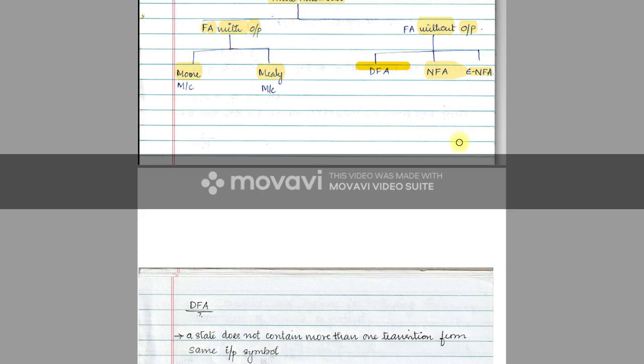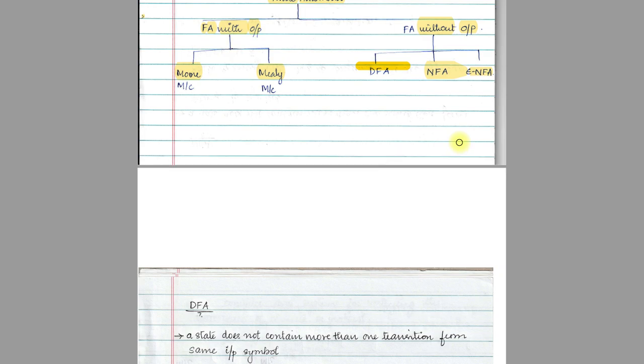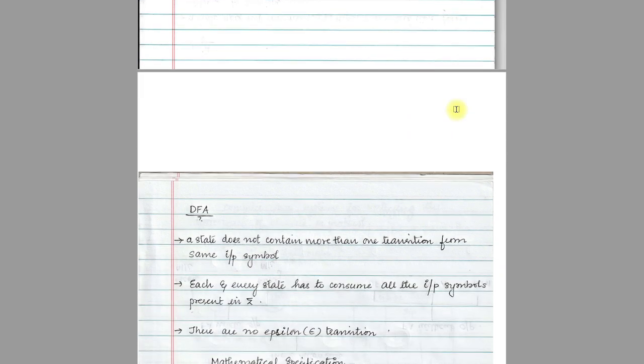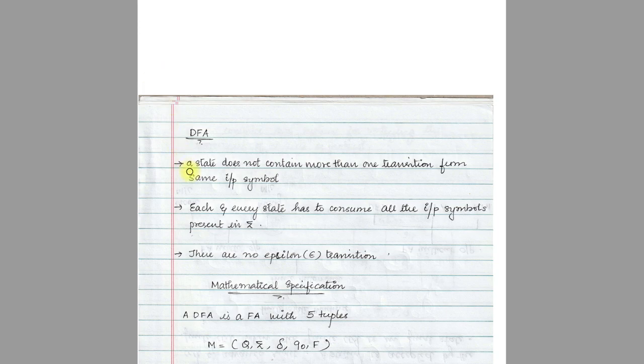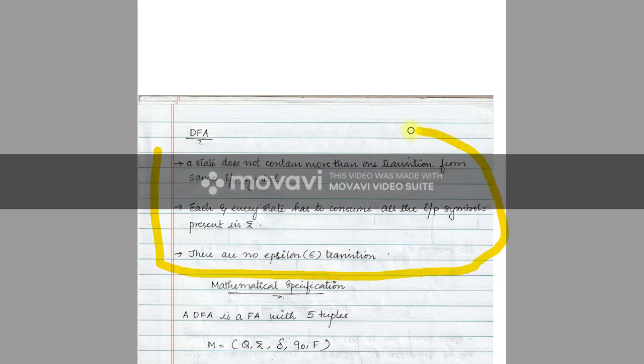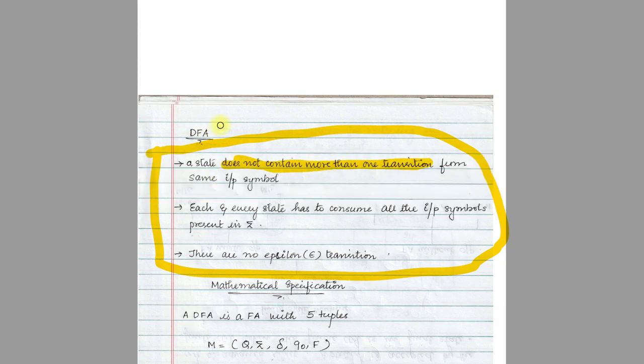So we have deterministic finite automata. D means deterministic finite automata. And in order to be a deterministic finite automata, it should satisfy these three conditions. Okay, so what is my first condition? In a DFA, a state does not contain more than one transition. The state should not contain more than one transition. That is my first condition.